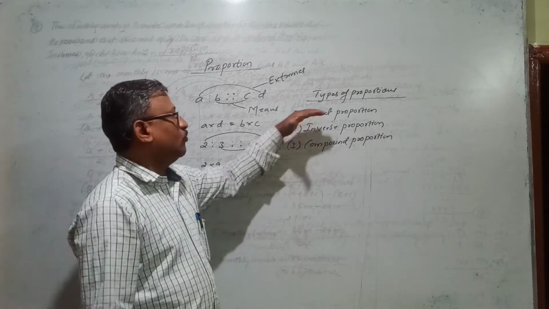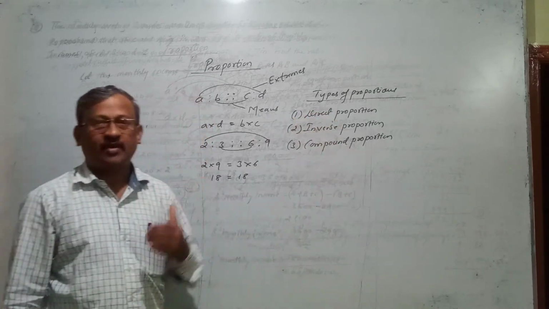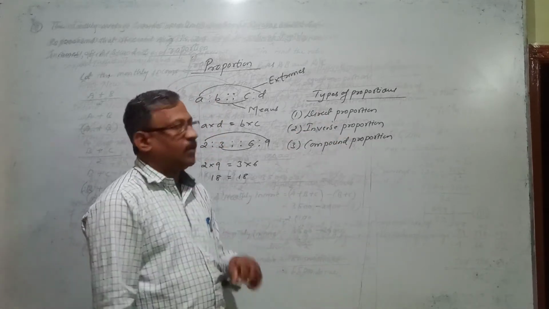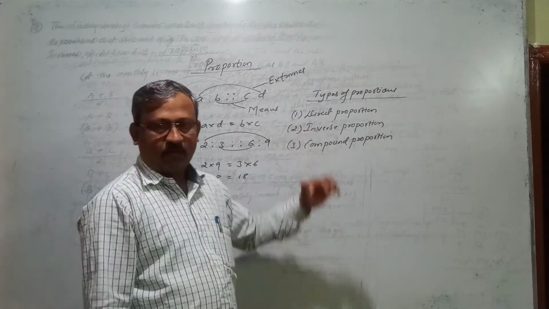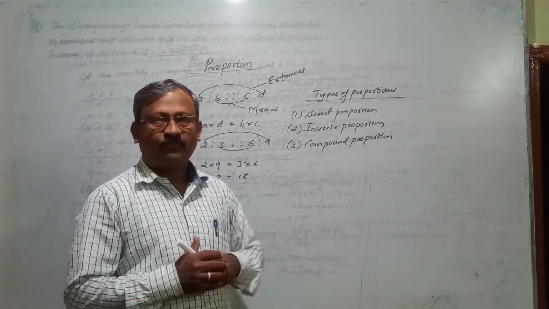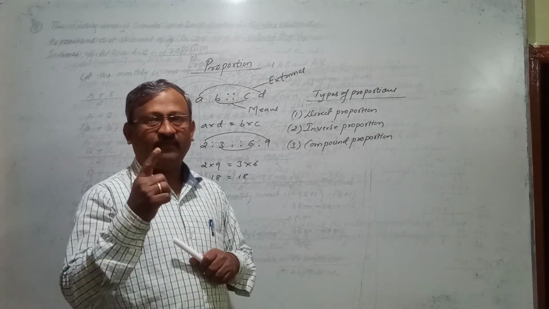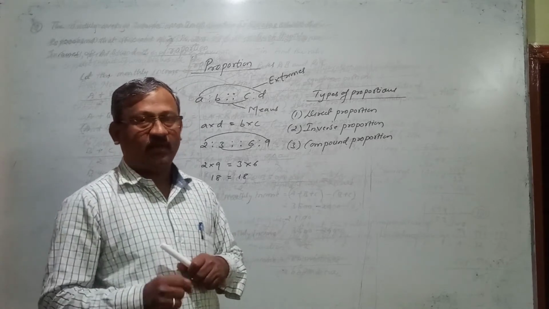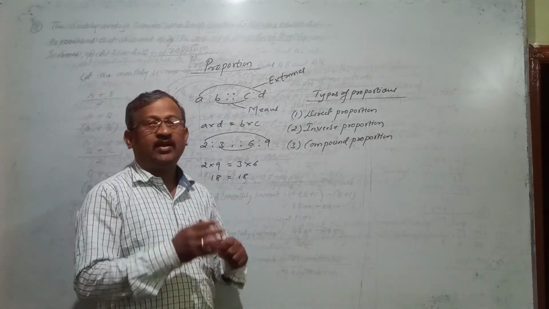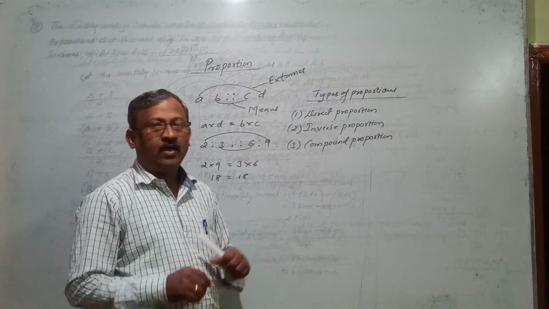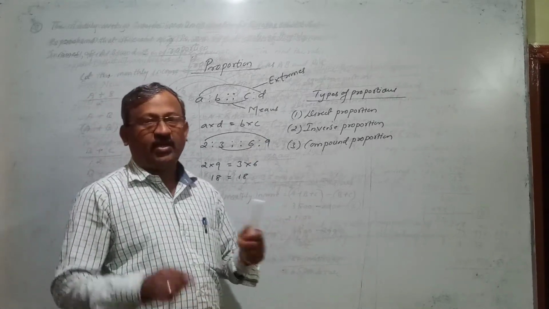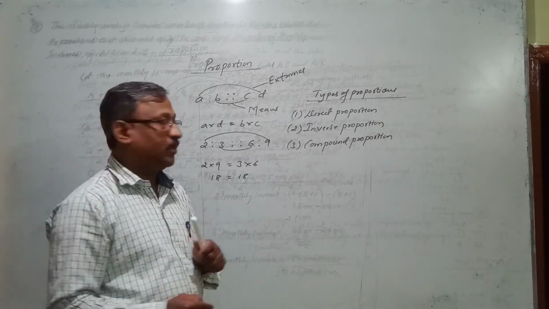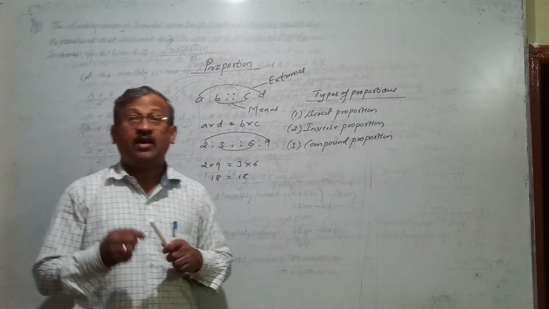So first we have to understand what is exactly meant by direct and inverse. So one by one we'll see. So first one is direct proportion. So direct proportion means what? Very simple it is. When an increase or decrease in one variable is followed by an increase or decrease in another variable, then those two variables are said to be in a direct proportion.